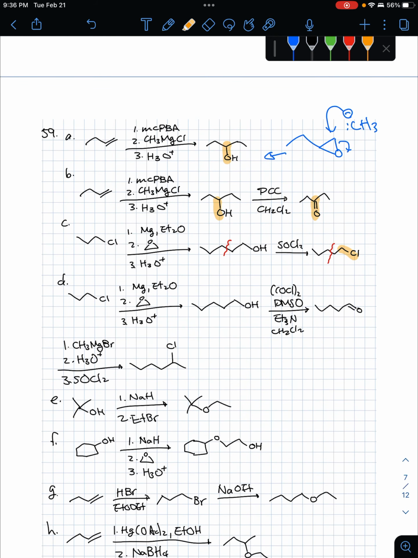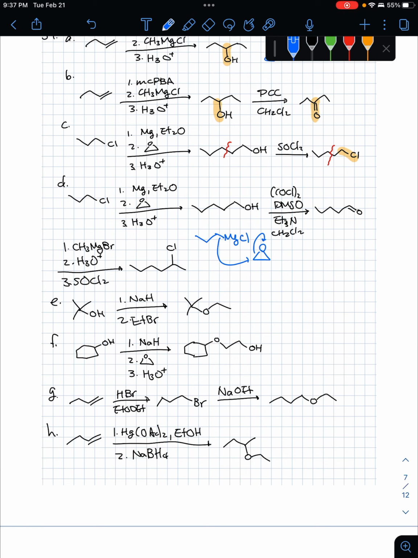Okay, same idea as the earlier one. The idea here is that we're going to have this Grignard that will open the epoxide like so. Okay, so that's the mechanistic idea. Now, I should say that was the idea for here, but the next problem is kind of similar. The only difference is we have a chloride on the same carbon, but there's an extra carbon added.